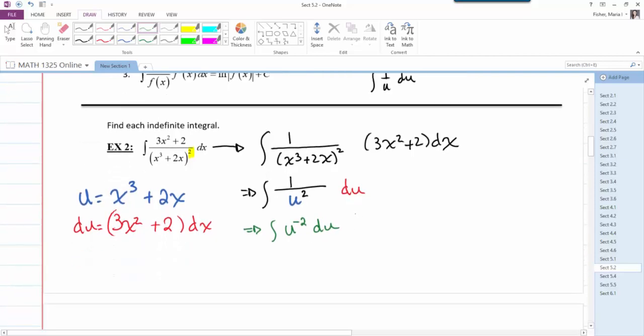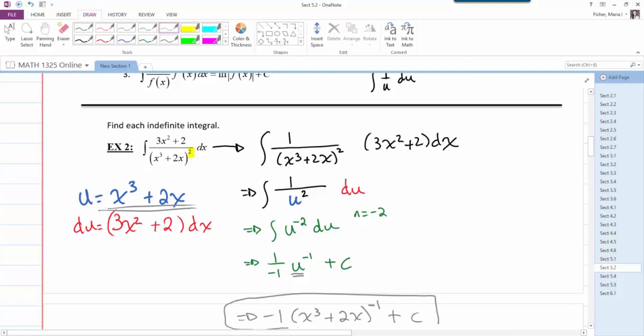So here my n is equal to negative 2. If I'm using my power rule to integrate this, I'm going to have 1 over negative 1 u to the negative 1 plus c. And then finally, instead of writing u, I want to put the x's back in. And let's clean this up in the same step. So 1 over negative 1 is negative 1. My u again is my x cubed plus 2x, raising that to the negative first, plus c. So the integral of 3x squared plus 2 over x cubed plus 2x squared dx is that negative 1 times x cubed plus 2x raised to the negative first plus c.